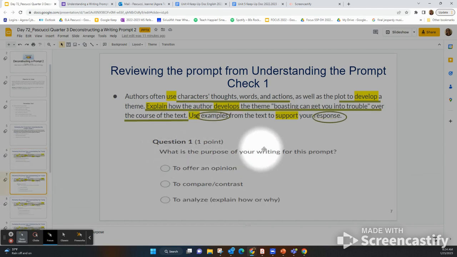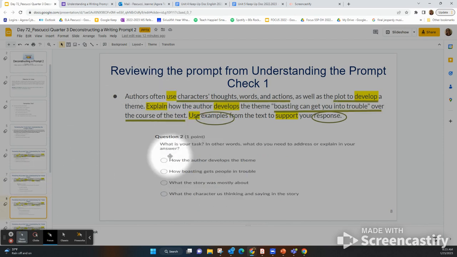Question 1, what is the purpose of your writing for this prompt? Is it to offer an opinion? Do you see anything about opinion up here? Nope. To compare and contrast. Do we see compare and contrast up here anywhere? Pause it. Take a look. I don't. To analyze. Do I see analyze up here? Not so much, but it says explain how or why in parentheses here. And I do see explain. So it's going to be this one, explain.